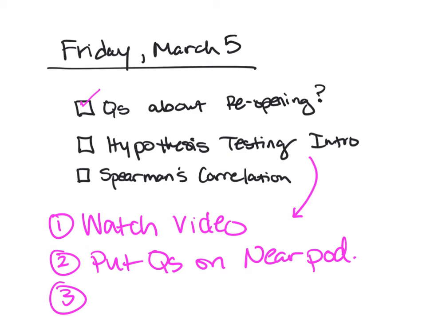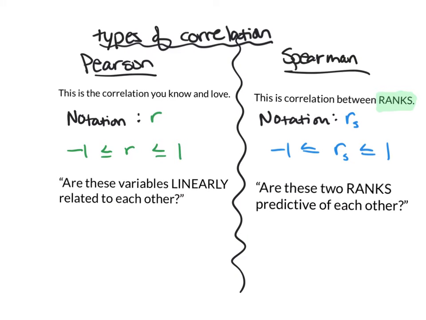And then there's this part, which is about Spearman. Okay, so let's get into that. There are two types of correlation that you have run into before. There's Pearson, which is the correlation you know and love.